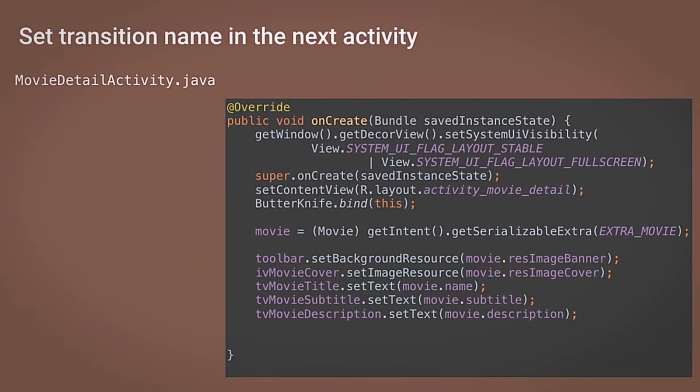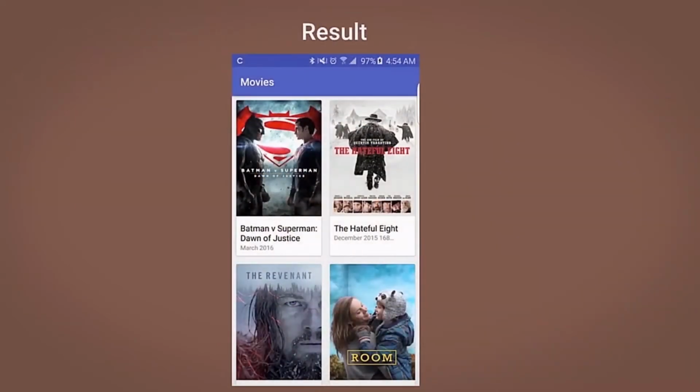In the detail activity, all I have to do is set the transition name for the image view that is going to be the same as the last one. And just by doing that, with this 1 line of code that I added at the end, the Android framework is going to be able to relate the 2 image views. It's going to know, look, the developer is telling me that those 2 are the same, so I'm going to just make them transition from the first place to the second automatically. And just by doing that, we have an animation that looks like this.